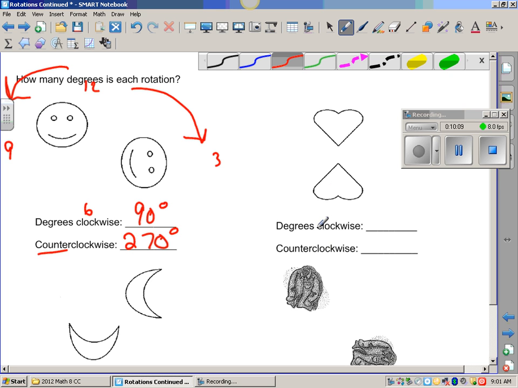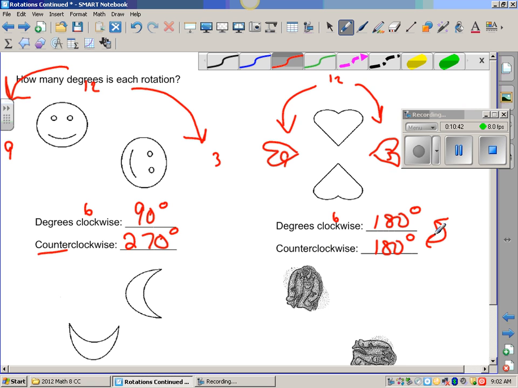All right, so let's go to the hearts. Clockwise, 12, 3, 6, 9. If I travel clockwise, 90 would have the heart on its side, looking kind of like that, but it's down here. That's definitely 180. And then if I go counterclockwise, same thing. Here would be the heart if it was 90 counterclockwise. It's not. It's down there. It's 180. Just like we talked about in the last slide, 180 is the same. No matter which way you go, you end up with the same shape.